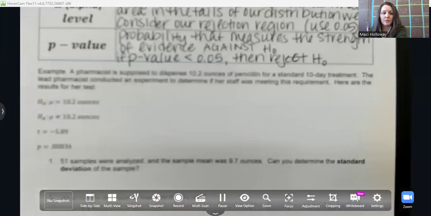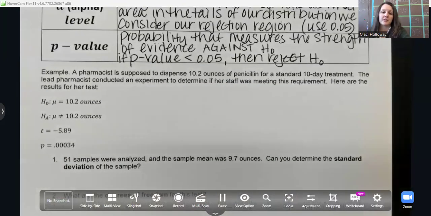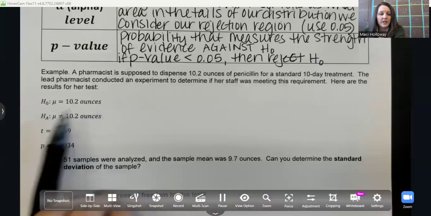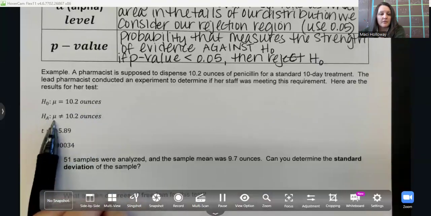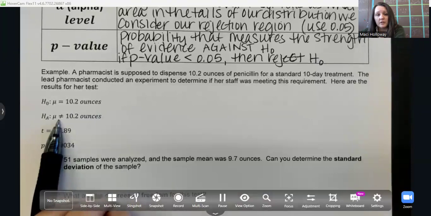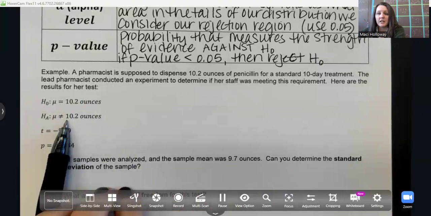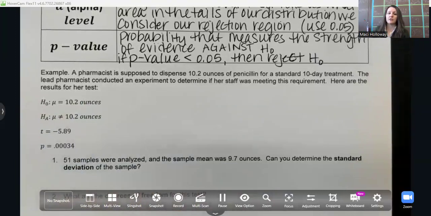So let's look at an example. A pharmacist is supposed to dispense 10.2 ounces of penicillin for a standard 10-day treatment. The lead pharmacist conducted an experiment to determine if her staff was meeting the requirement. Here are the results for her test. So here is our null hypothesis. Our null hypothesis is that the average is 10.2 ounces, right? Our alternative hypothesis is that they're not equal, right? So we want to equal 10.2 ounces to see if our samples are actually in the range that we need them to be.